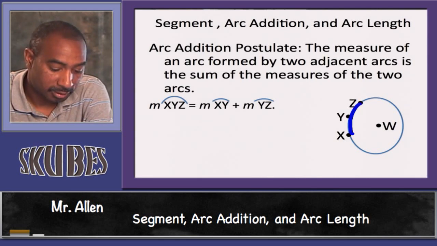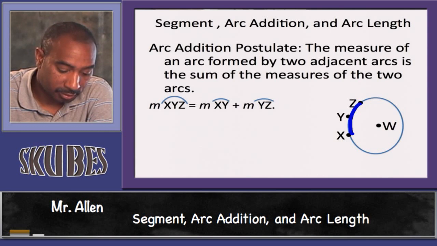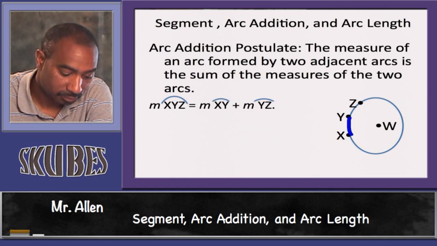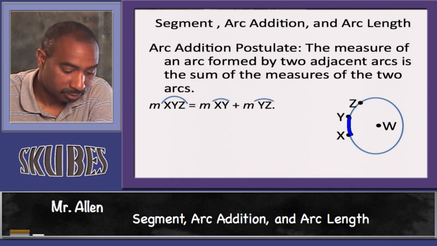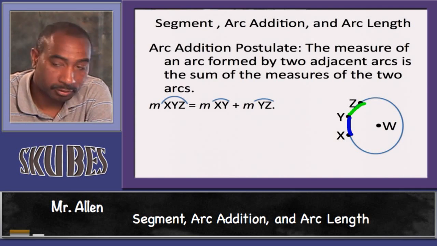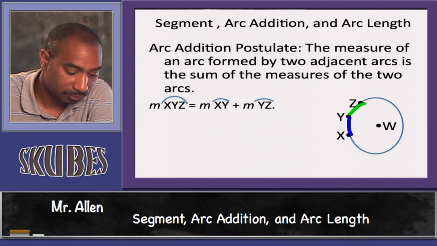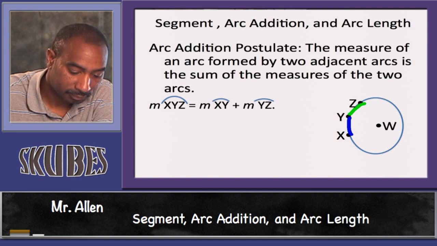And we're saying that that has to be the sum of these two arcs. We have XY and YZ. You add those two arcs up and you're going to get the sum of the whole arc. This whole arc is going to equal that.